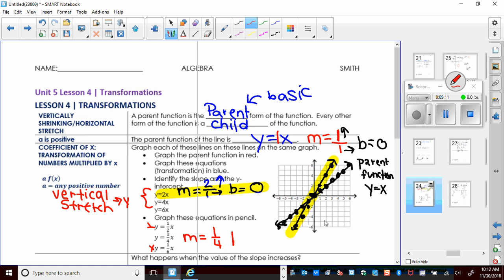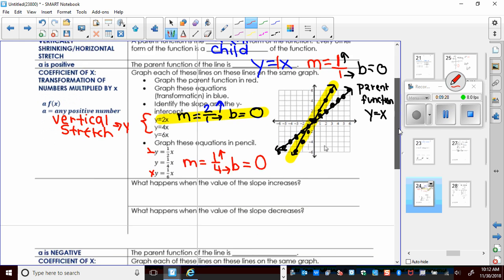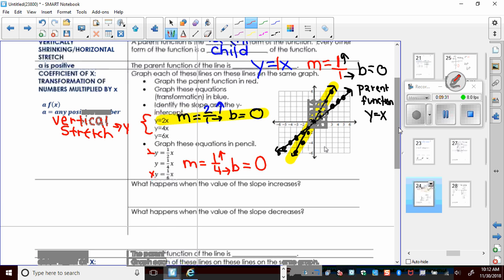What is the y-intercept for 1/4 x? 0. So you start at 0. You go up 1 and right 4. So I'm starting at 0. I go up 1, right 4. If I want to go backwards, I go down 1 and left 4.